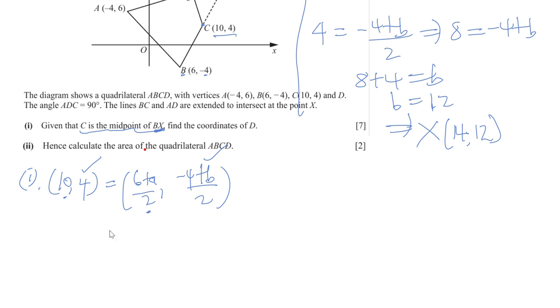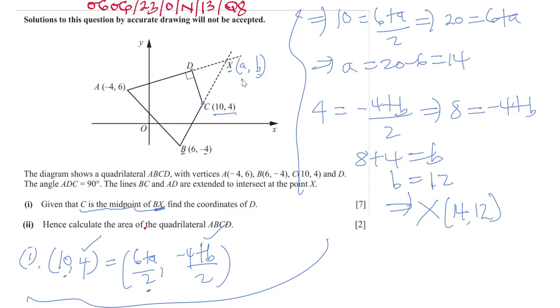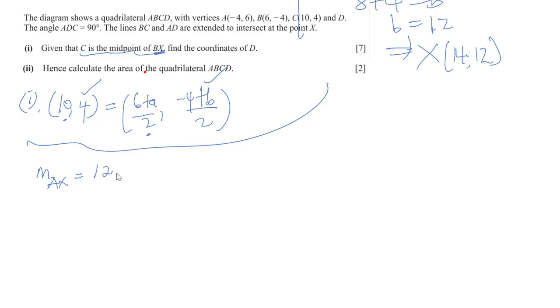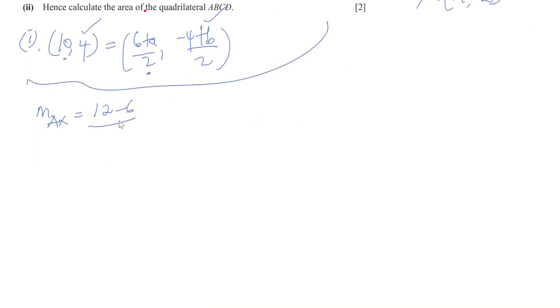So let's do that. Gradient of line AS is change in y. Now the value of A is 14, value of B is 12. So change in y, that is 12 minus 6, divided by change in s, 14 minus 4. That gives 6 out of 18, which in turn is 1 out of 3.